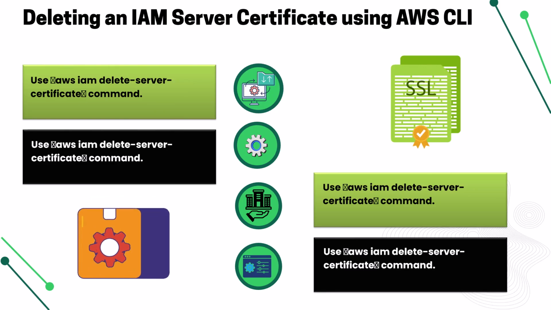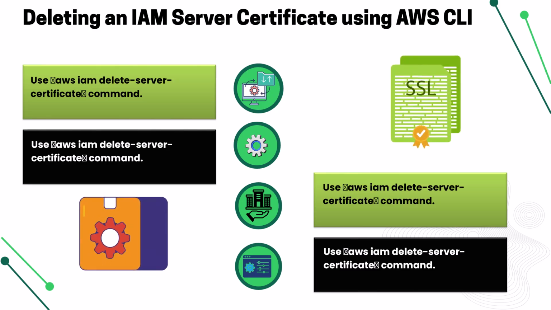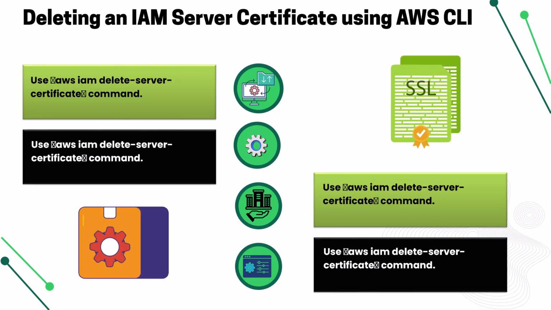Deleting a certificate. It's like throwing away an old key. Make sure you don't need it first. Use aws iam delete-server-certificate and specify the certificate name. Double check that no active services rely on it, or you might break something important. Once deleted, verify using the list command. Clean and secure management is key.